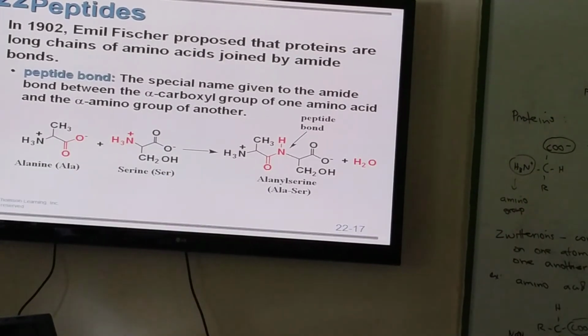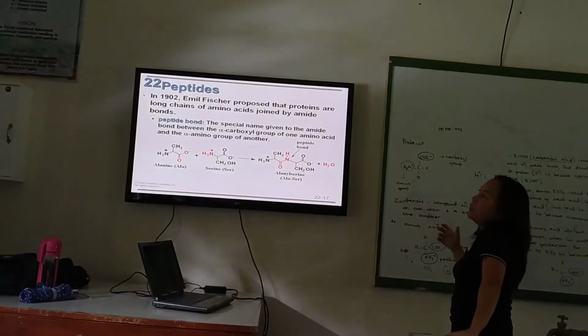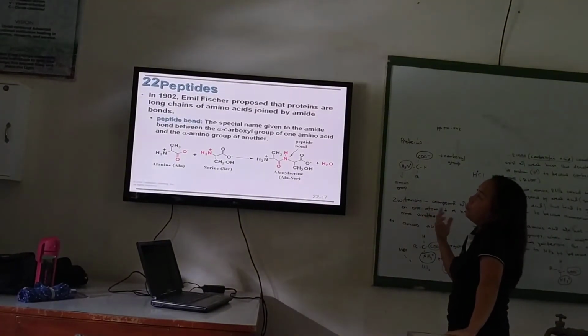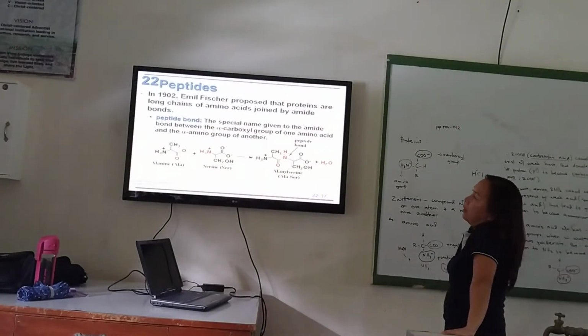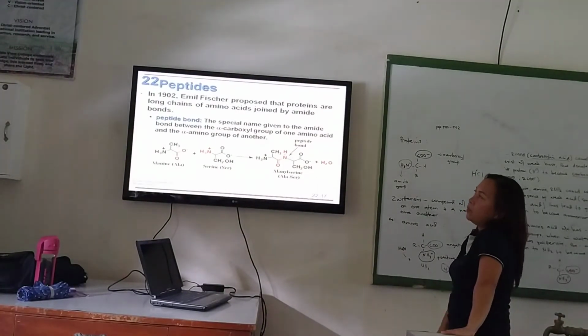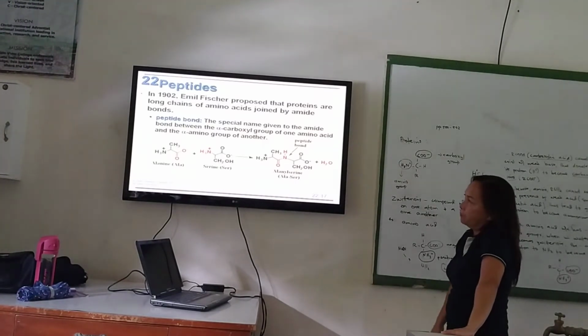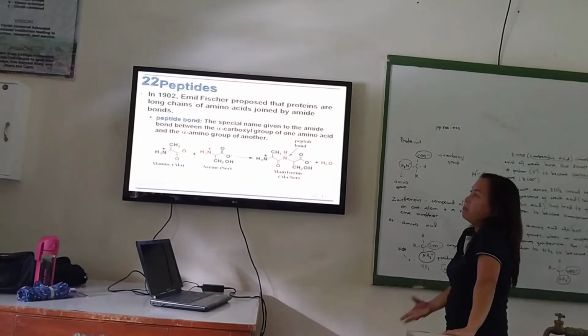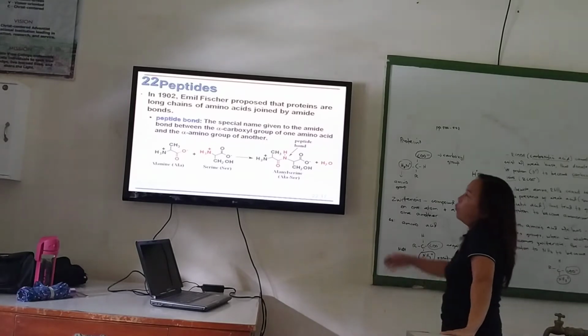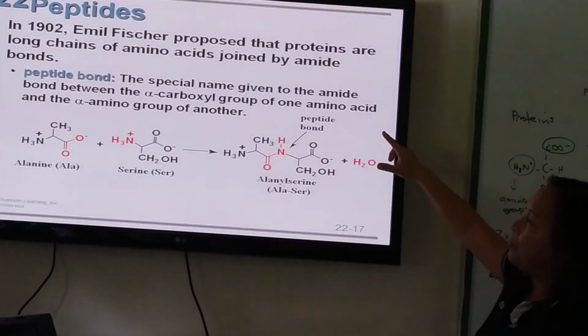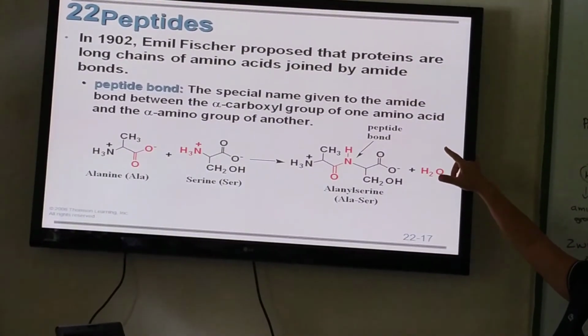Okay. So you have here Emil Fischer again, in 1902, who proposed that proteins, like carbohydrates, are long chains of amino acids joined by amide bonds. Now, what are these specific bonds present in amino acids? These are what we call the peptide bond. The special name given to the amide bond is between the alpha carboxyl group of one amino acid and the alpha amino group of another amino acid.